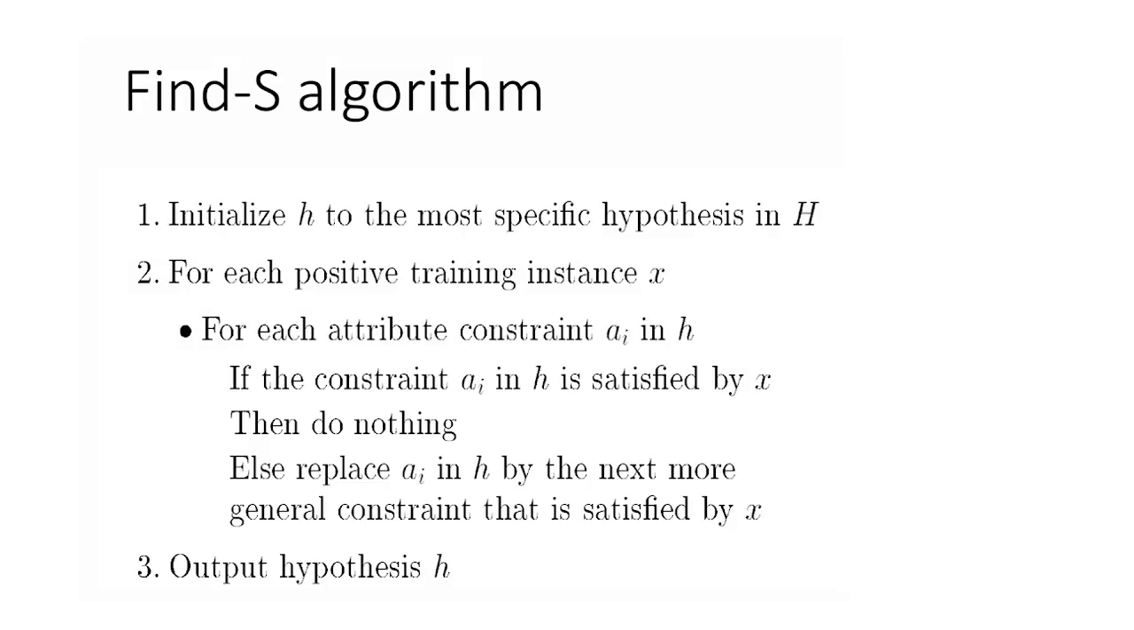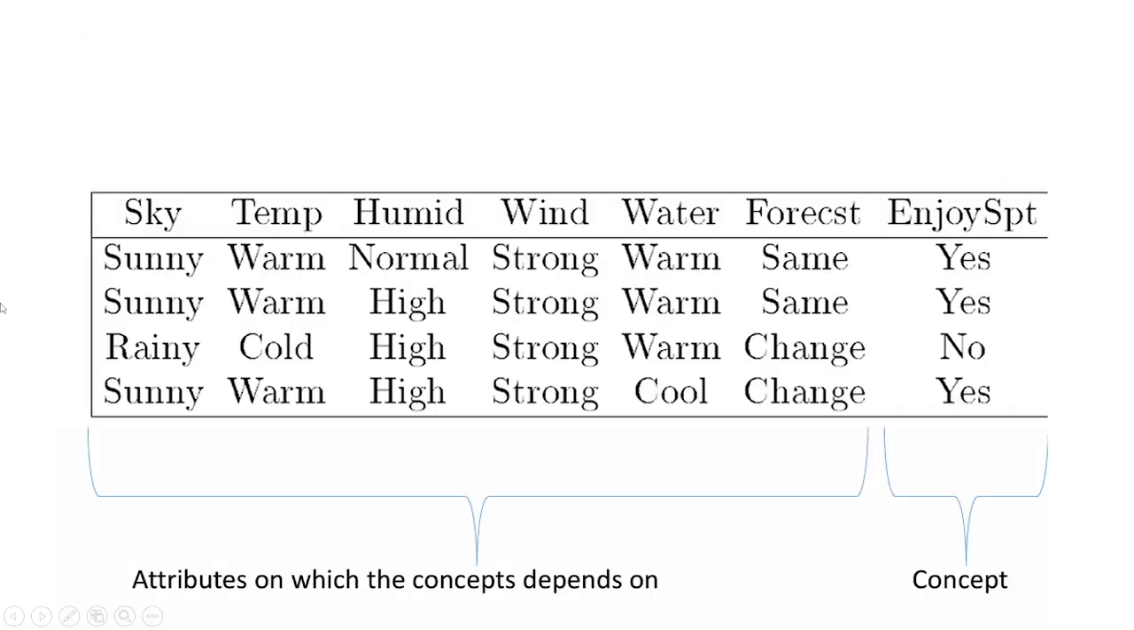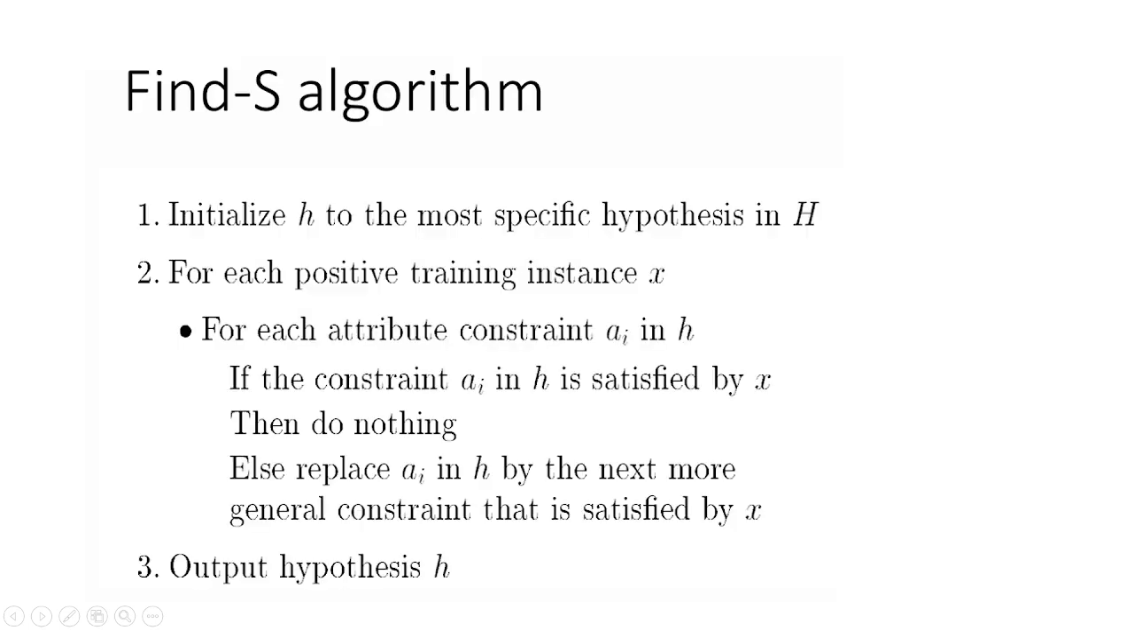For each positive training example, for each attribute, once you visit this instance, you have to see whether each and every attribute matches or not. Initially, all the attributes are zero. So 0 there, and sky is sunny, so that 0 has to be replaced by sunny. Earlier temperature was also 0. Now it is warm, so that 0 has to be replaced by warm. Like that, we'll solve the problem later.